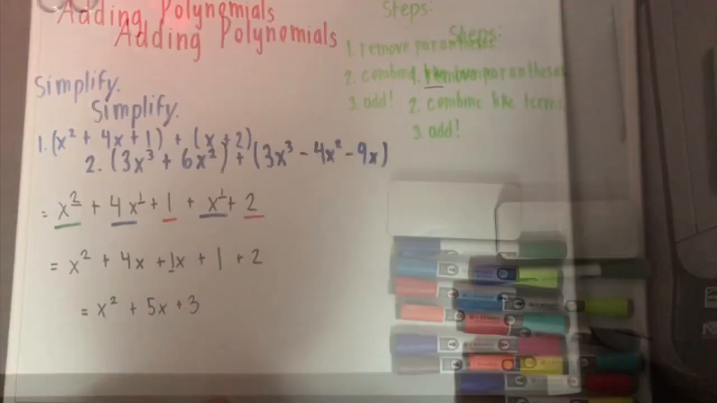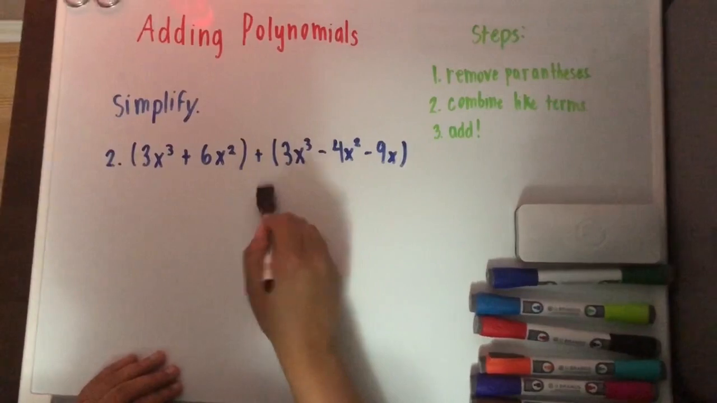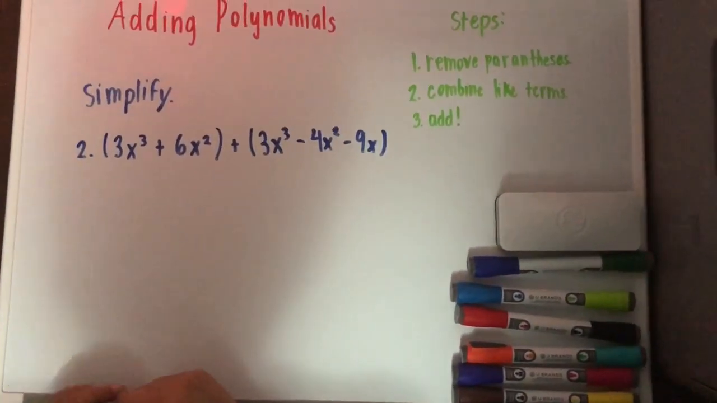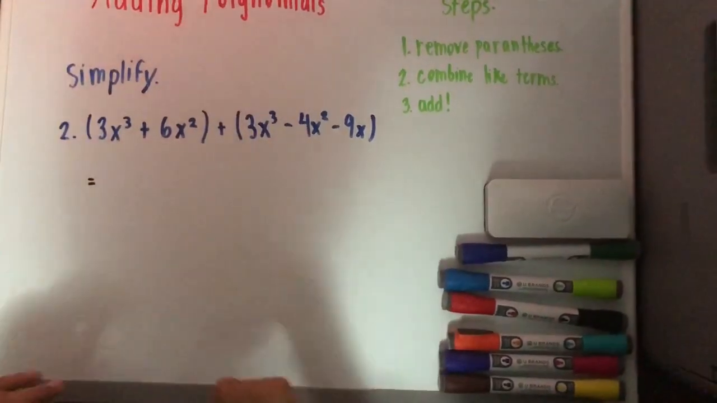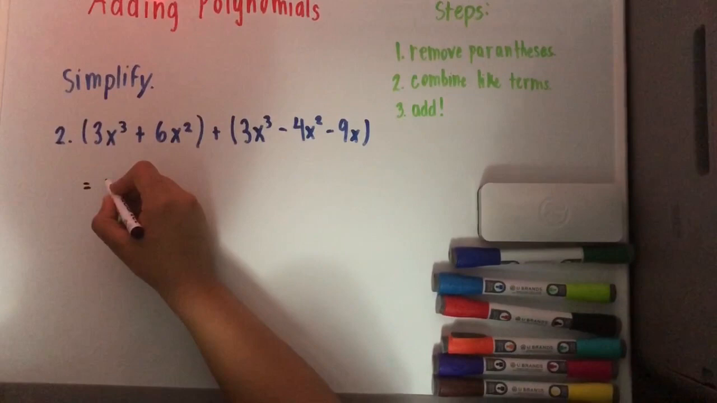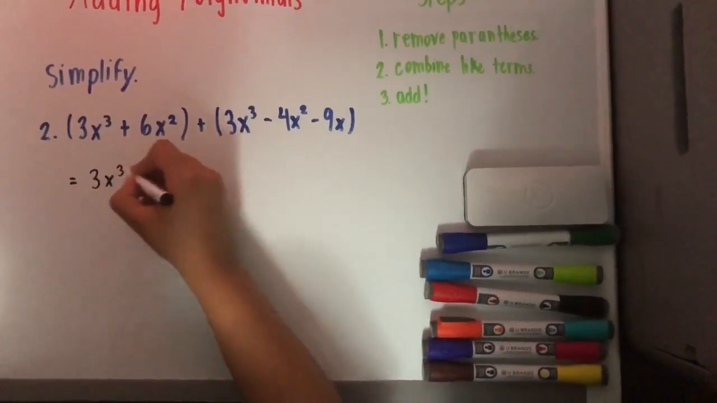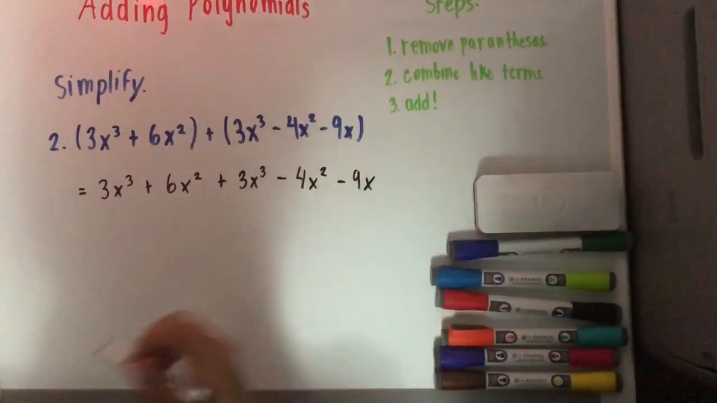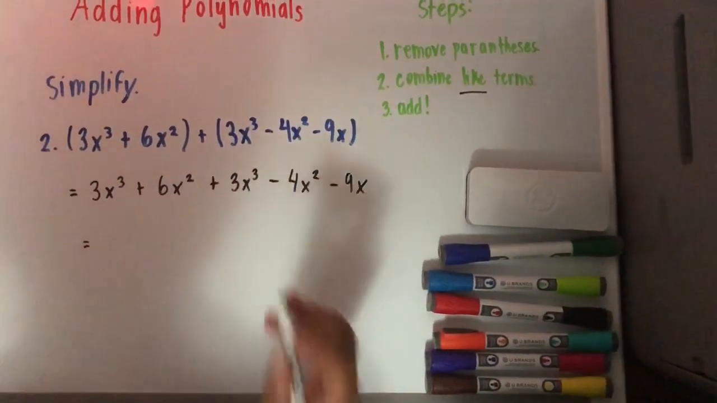Now for our next question. 3x cubed plus 6x squared plus 3x cubed minus 4x squared minus 9x. So let's do our steps again. I know it looks a bit harder, but don't worry. So remove parentheses. Write the question down again without the brackets. Next step, combine like terms. So like degrees, like bases.